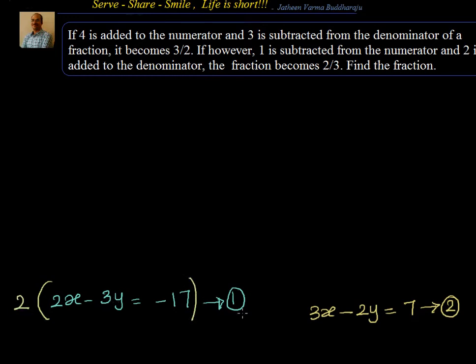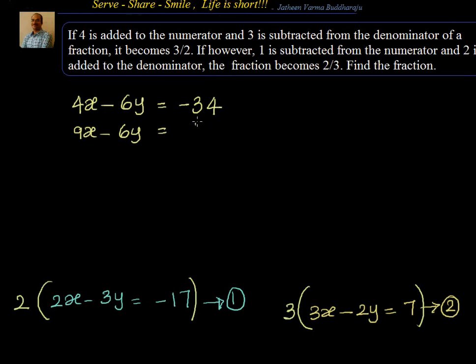2 into minus 3 will become minus 6, so that I can knock off y. If I multiply here by 3, it will become again minus 6. I can subtract them. You know how to do the elimination method, so we are not going into detail there. You can refer to examples. So 2 into 2x is 4x minus 2 into 3, 6y, equal to 2 into minus 17, minus 34. Similarly, you multiply the second equation with 3, you will have 9x minus 6y equal to 3 into 7, 21.